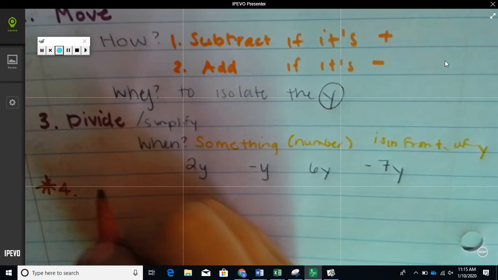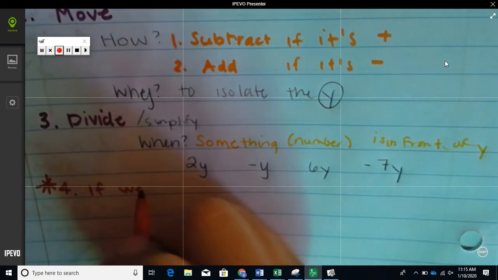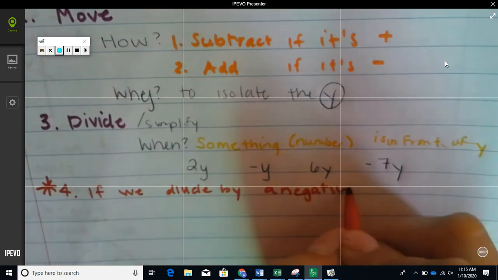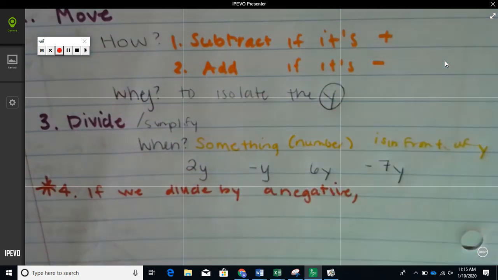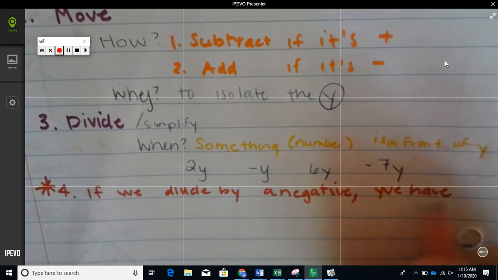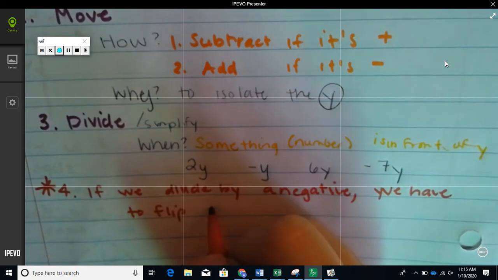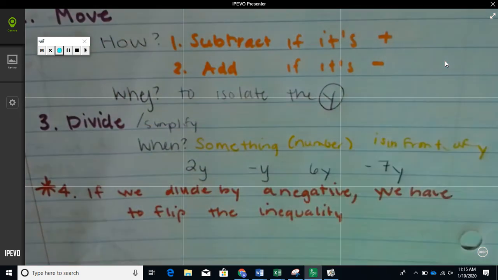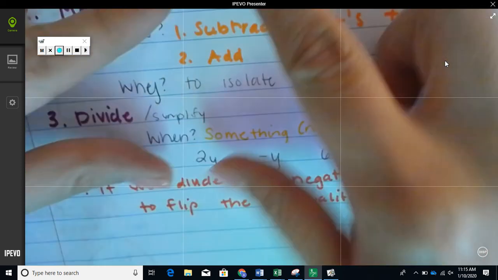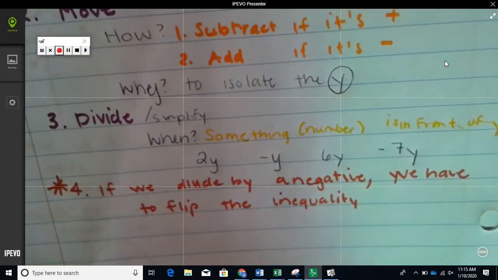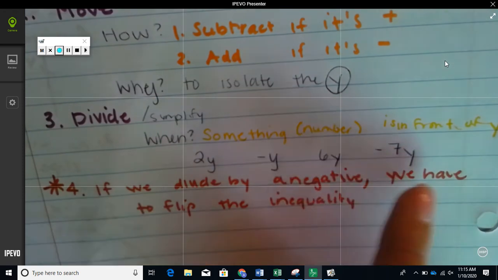This is the brand new thing. If we divide by a negative, then you have to flip the inequality. We have to flip the inequality. That means if it's less than, it becomes greater than. If it's greater than, it's less than. I know that looks really weird on the screen. By a negative, we flip the inequality.